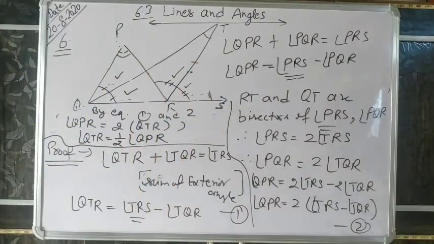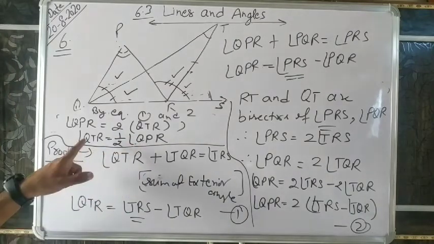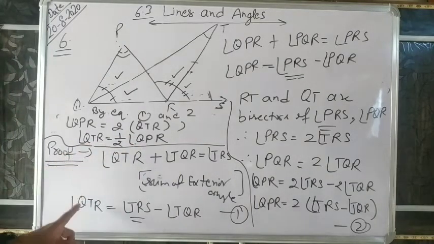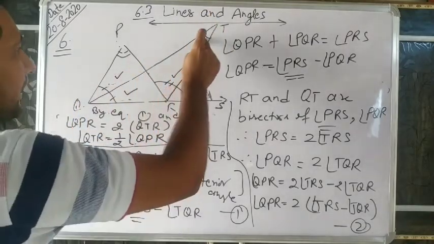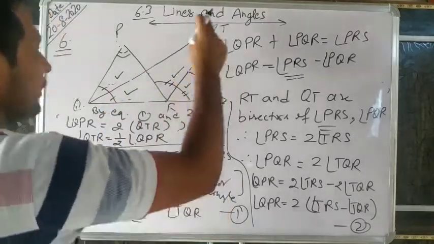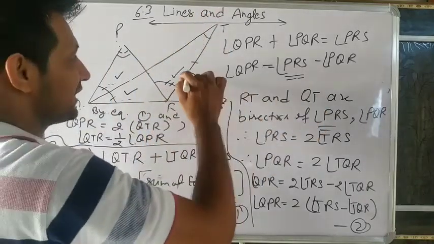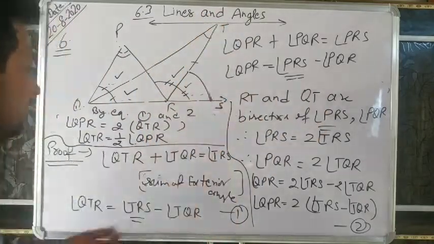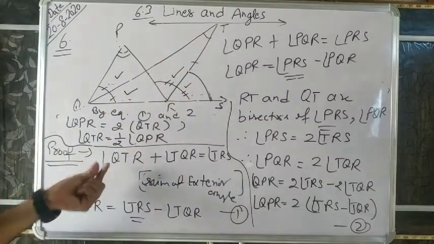Now how to approach the question? We want to prove angle QTR equal to this one. So first we want to find QTR. We know this angle plus this angle, and TRS is the exterior angle of triangle QTR. The exterior angle TRS equals the sum of two interior opposite angles. So we find QTR.